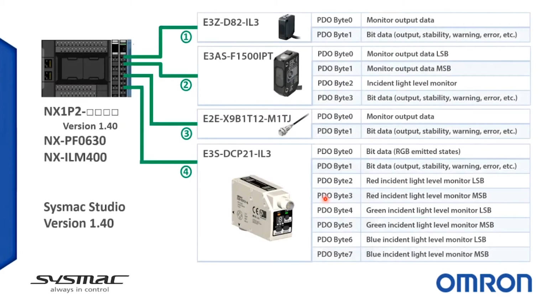And different sensors will use different amounts of process data. So the E3Z uses 2 bytes, the E3AS 4 bytes, the E2E Next 2 bytes, and the E3S color mark sensor 8 bytes of data.